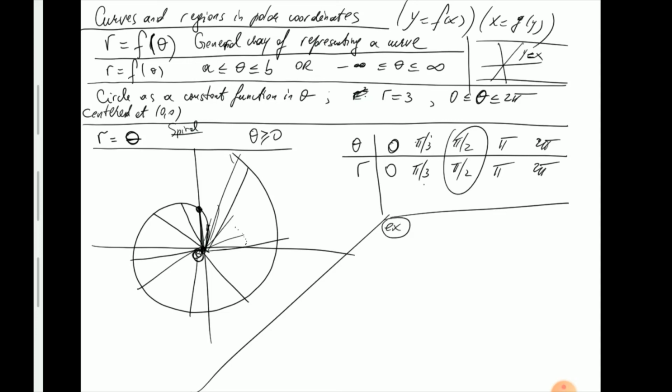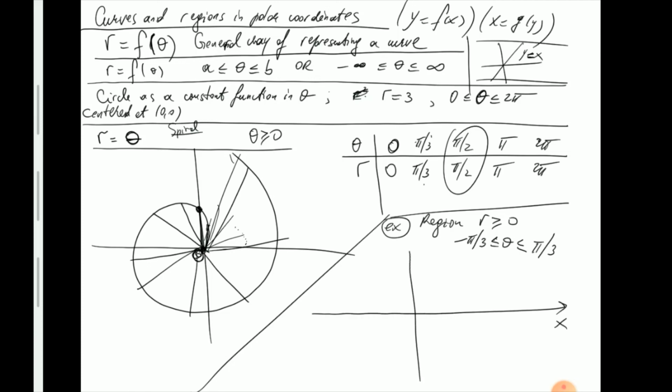I mentioned already a circle. What if I describe not a curve, but a region described by r greater than or equal to 0, and the angle theta restricted between minus pi over 3 and pi over 3. This is not a curve, but a region, because let's see what goes on here, and let's illustrate this by trying to sketch this together.